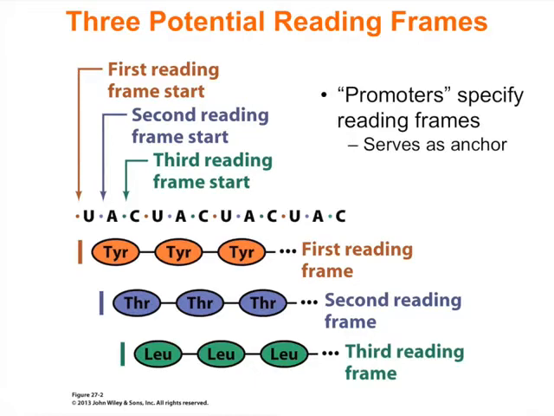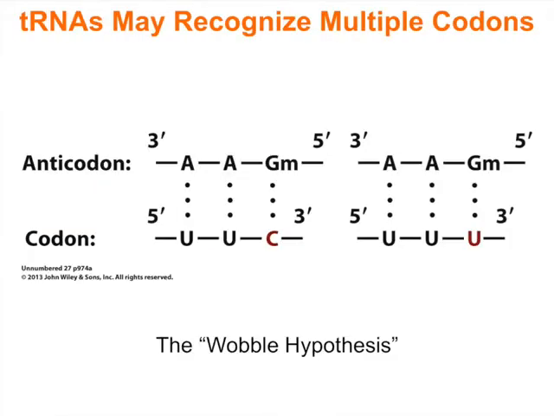However, the code being degenerate allows a certain amount of redundancy. We don't want even our sequential code to change the amino acid that will be inserted with one small substitution. So there is a lot of redundancy in the code, and this is partially explained by the wobble hypothesis.